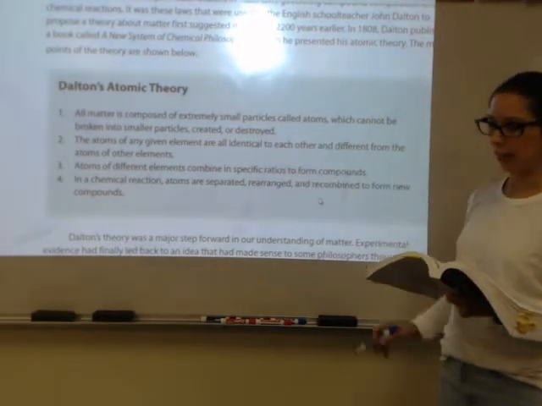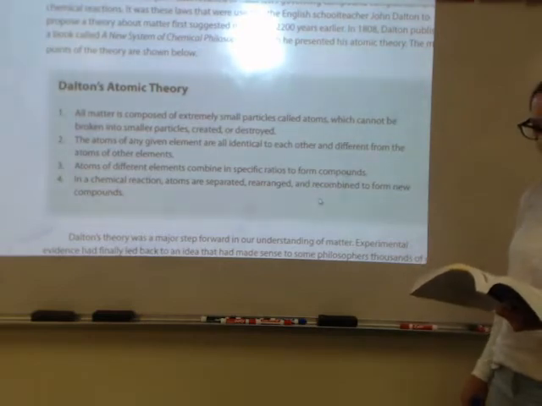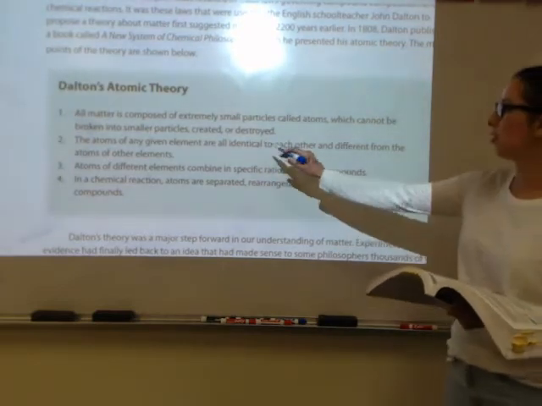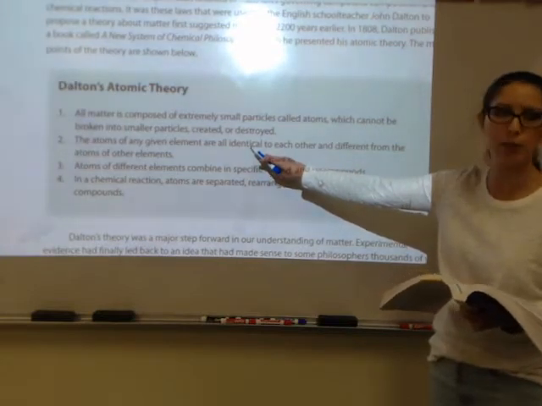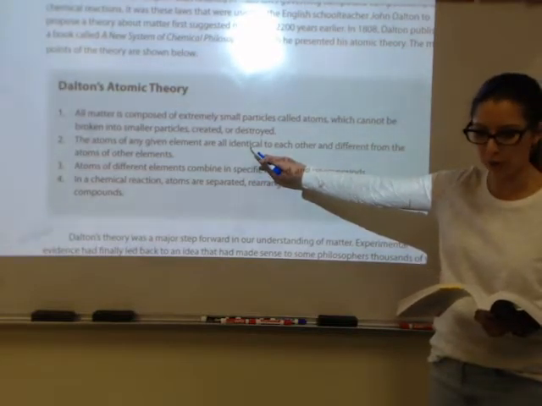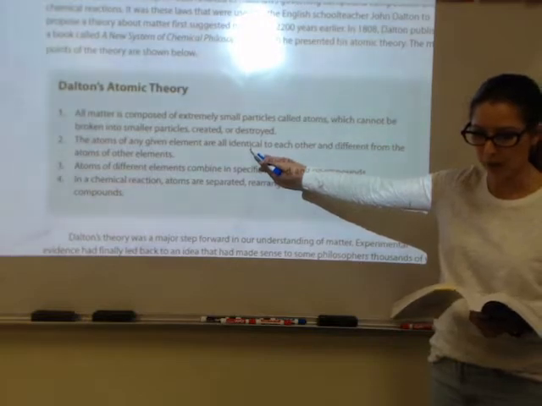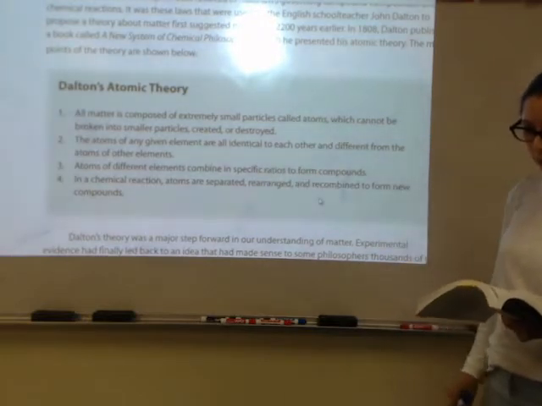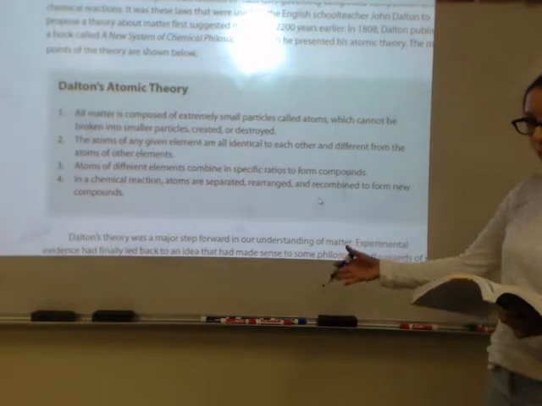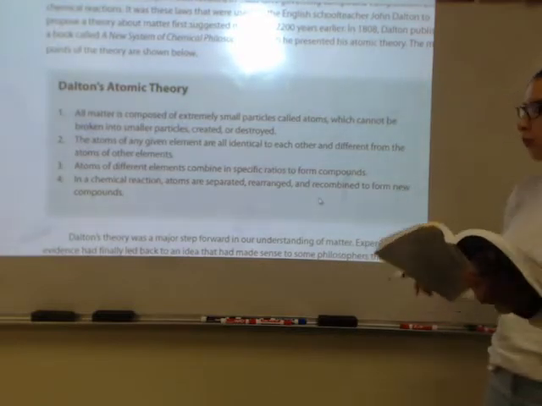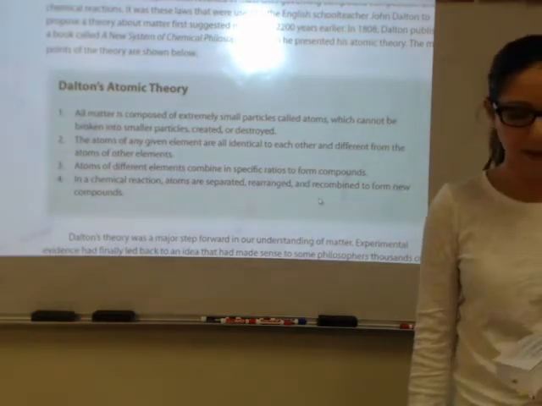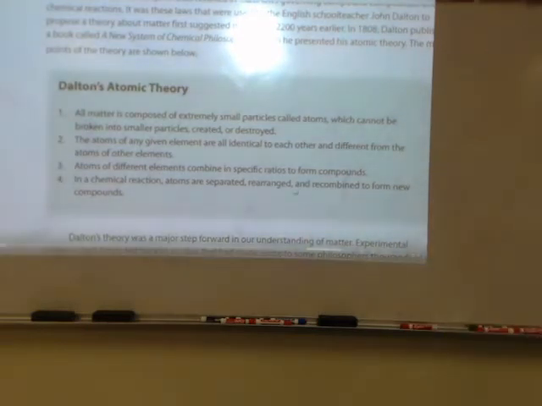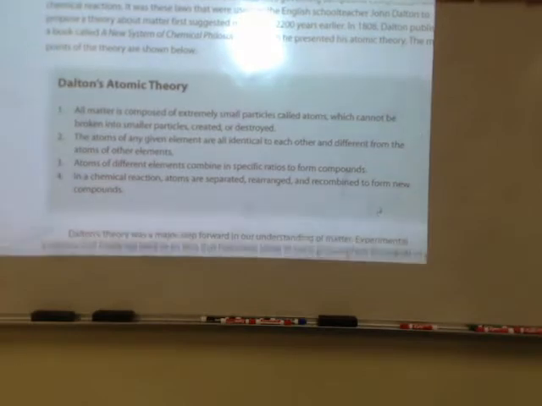Number 2, the atoms of an element are all identical to each other. Not all atoms of the same element are identical, and you learned about this when you talked about isotopes in biology. However, atoms of one element are different from other elements. Number 3, atoms of different elements combine in ratios to make compounds. And in a chemical reaction, atoms are separated, rearranged, and recombined to make new compounds.